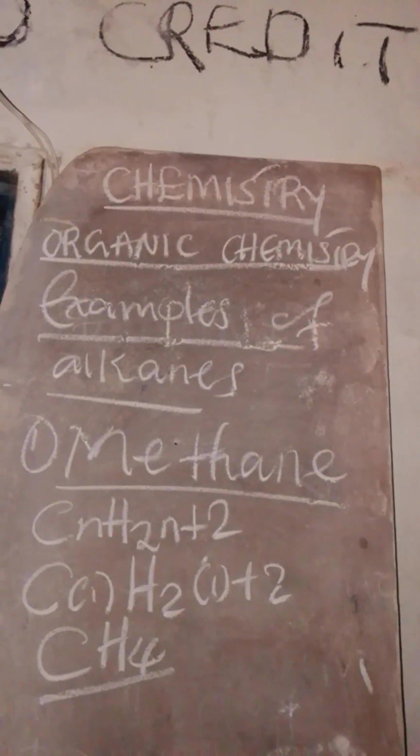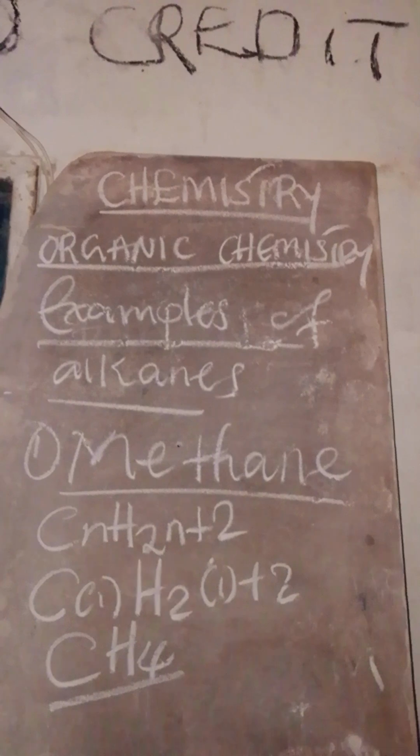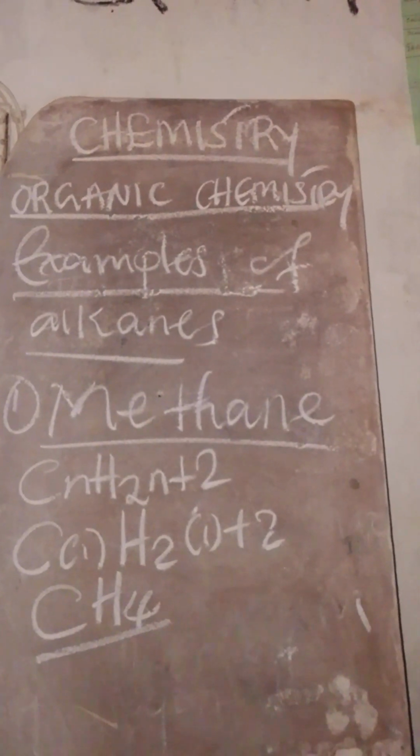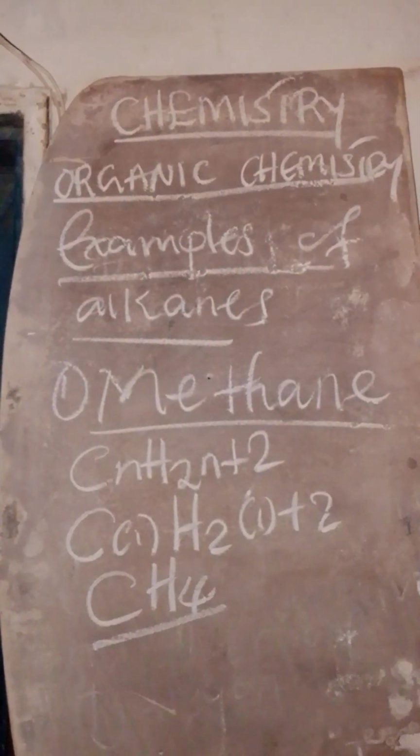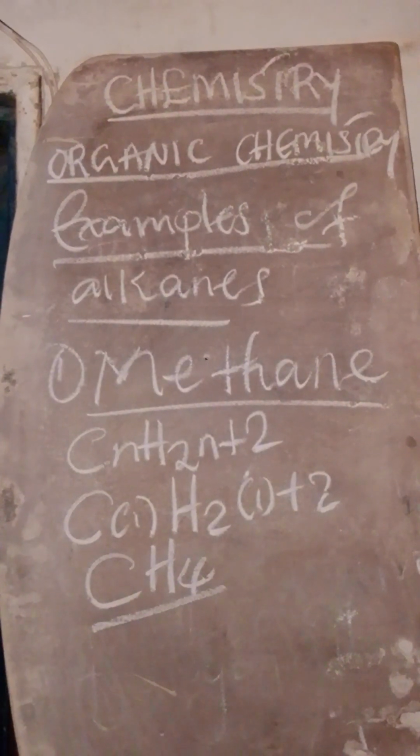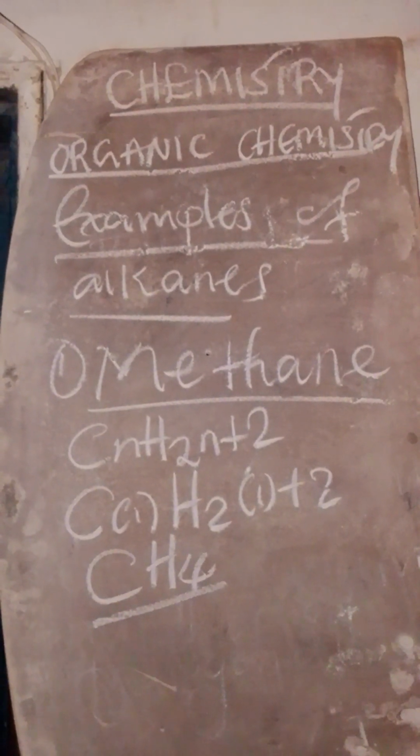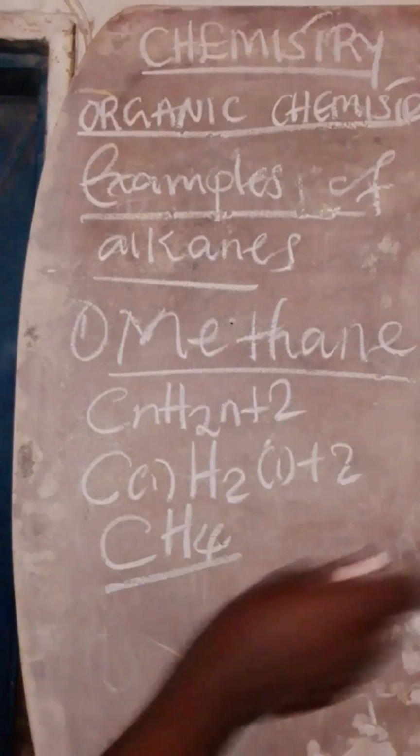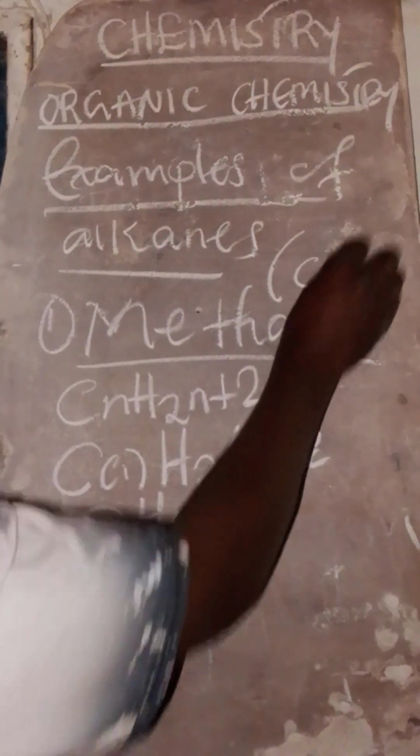Now, how are we going to draw the structure of methane? You can see that methane has 1 carbon atom. Due to space, let me write the structure here.